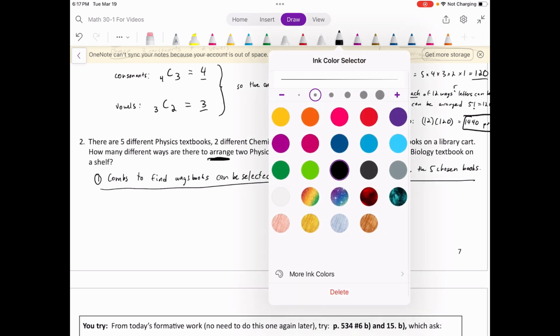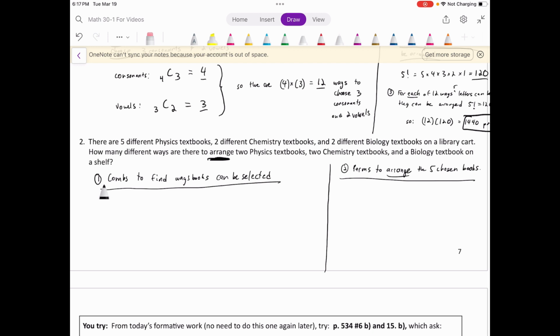So I went ahead a bit here and wrote this out, but first we're going to use combinations to find the ways that we can even select these groups of books, right? So for physics, there are 5 different physics textbooks. So we're going to choose 2 of them to put on the shelf. How many ways can we do that? Well, 5 choose 2, right? Which is 10.